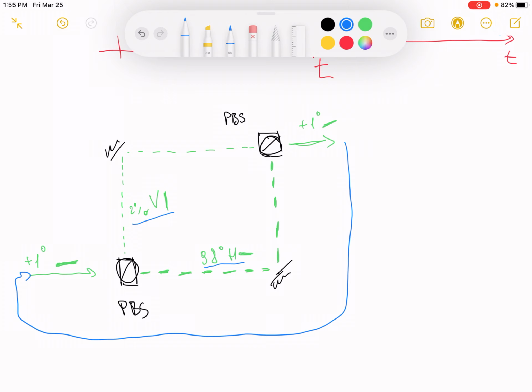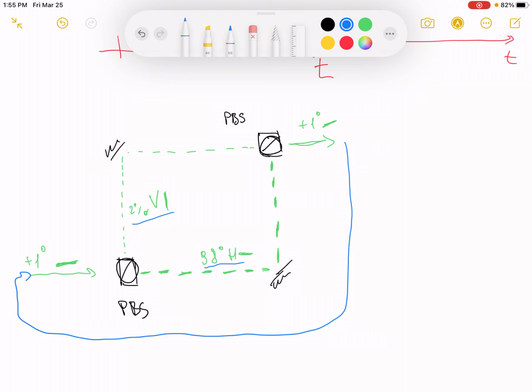I'll give you one second. Pause the video, think about it. Now, if we do it, essentially nothing happens. The photon cycles around, and if it doesn't get lost, of course, real physical systems are messy and lossy, but in an ideal system it would go through indefinitely.